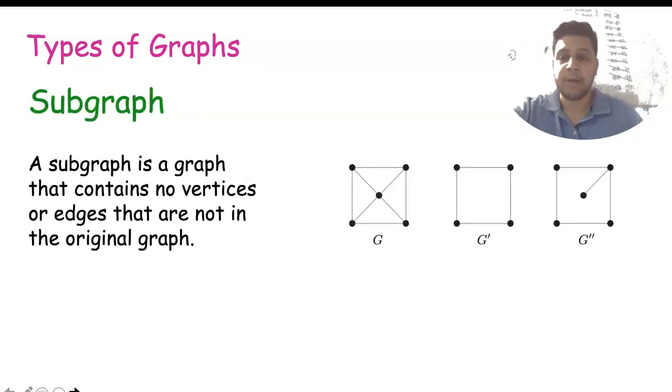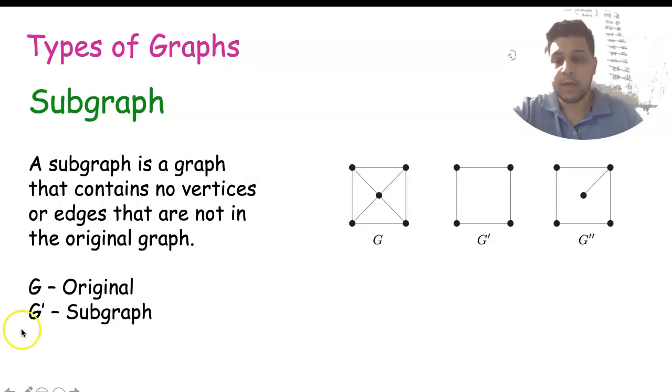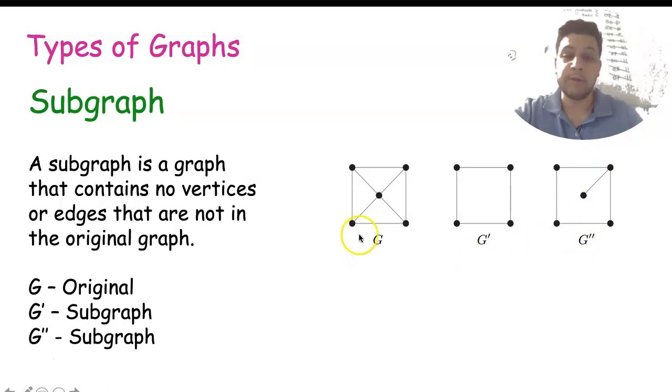So now we're looking at subgraphs. A subgraph is a graph that contains no vertices or edges that are not in the original graph. Here G is our original graph. G with an apostrophe is also a subgraph of G, because it contains vertices from the original, but not all of them. It doesn't contain any new vertices or edges. So there's nothing new, it's essentially taking away stuff from the original graph while not adding anything extra. G with a double apostrophe is also a subgraph of G.